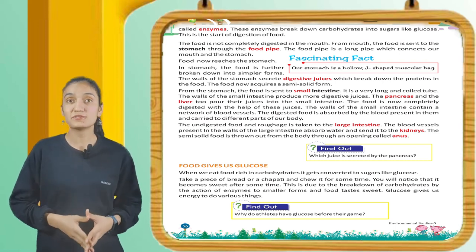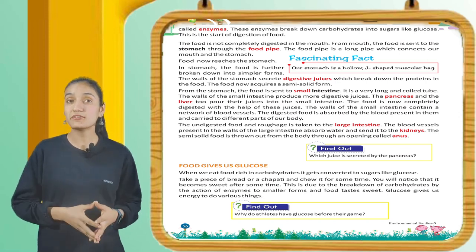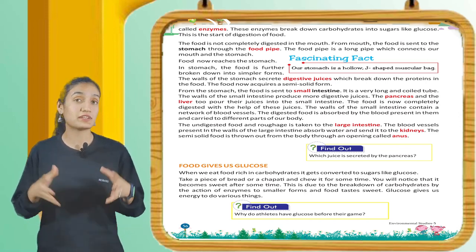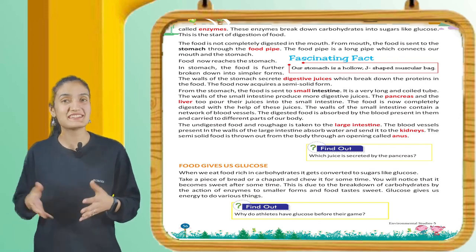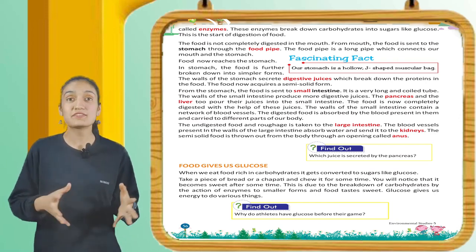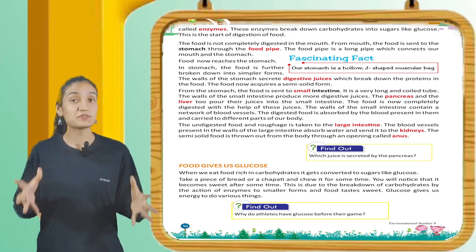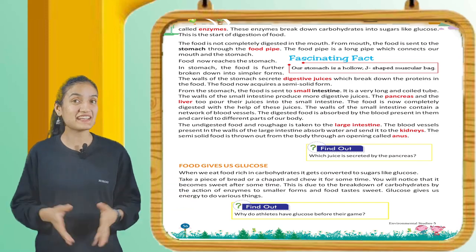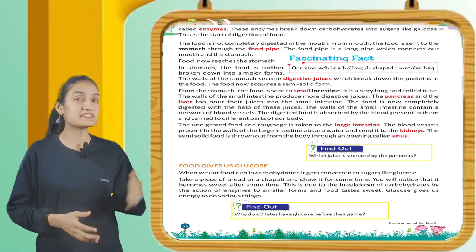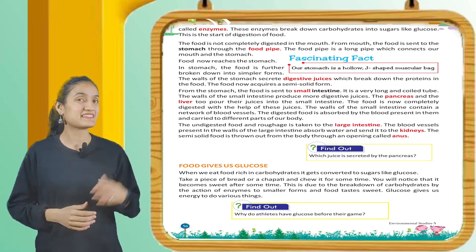The undigested food and roughage is taken to the large intestine. The blood vessels present in the walls of the large intestine absorb water and send it to the kidneys. The semi-solid food is thrown out from the body through an opening called anus. So this is how our digestive system works. I hope you understand. Now find out which juice is secreted by the pancreas.